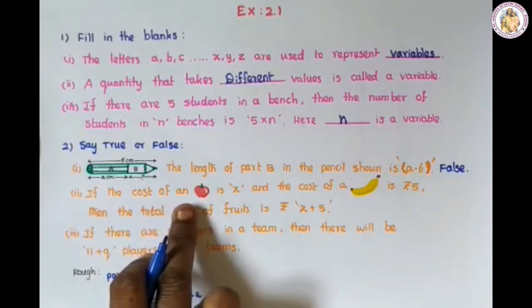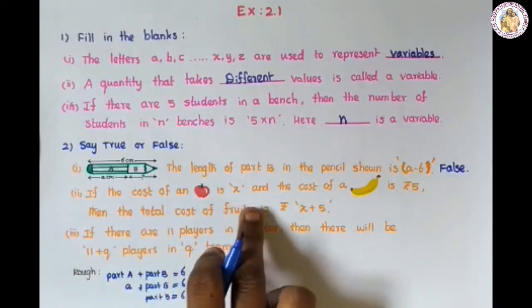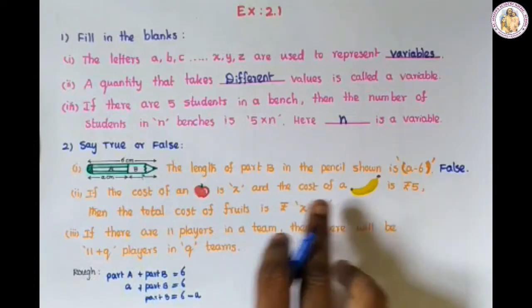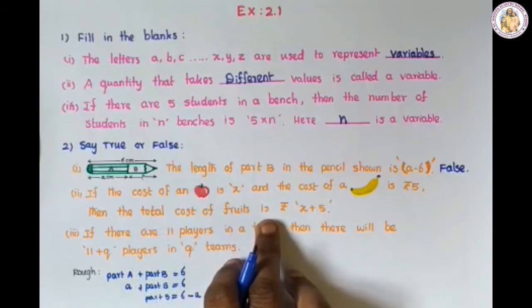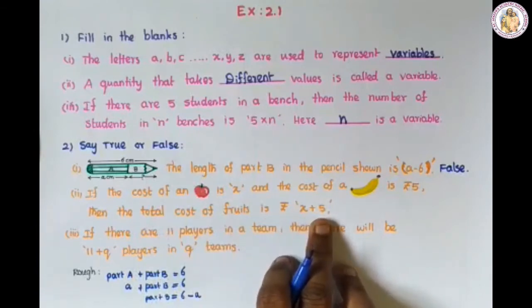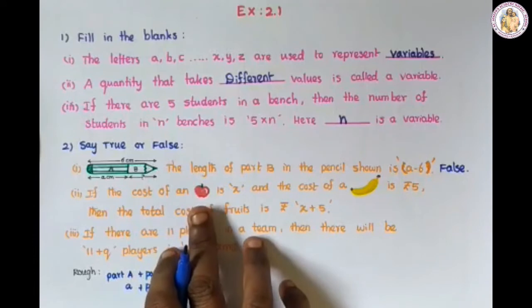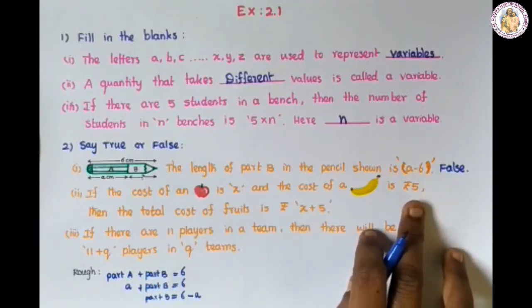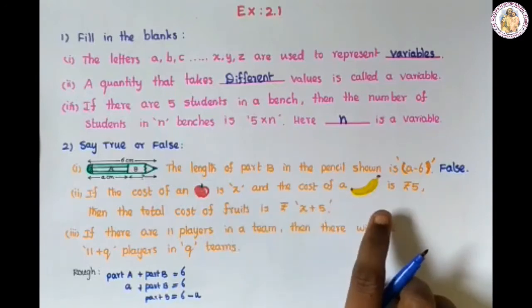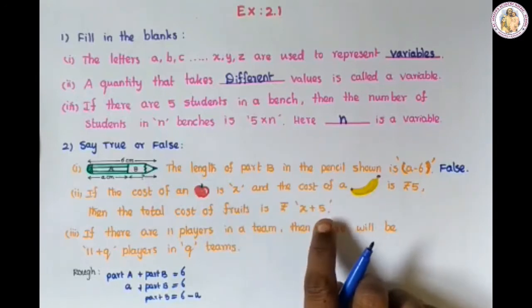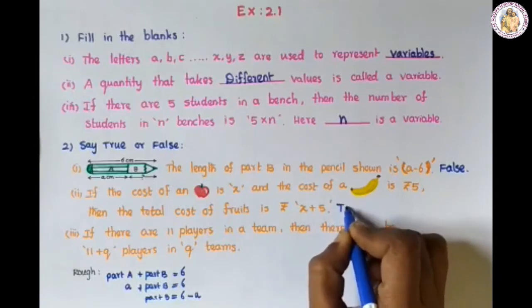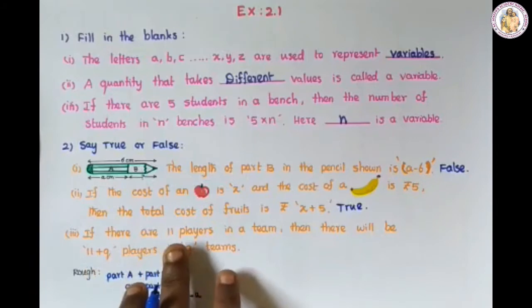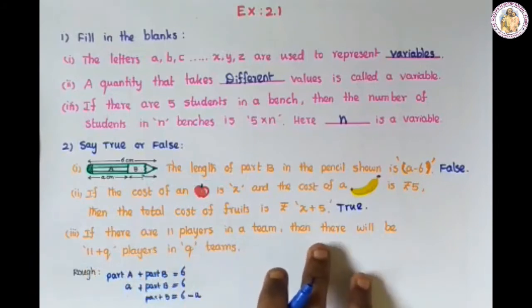If the cost of an apple is x and the cost of a banana is rupees 5, then the total cost of fruits is x plus 5. It is true, no? The cost of apple is x and banana is rupees 5. So total cost means we add, that is x plus 5. So it is true.